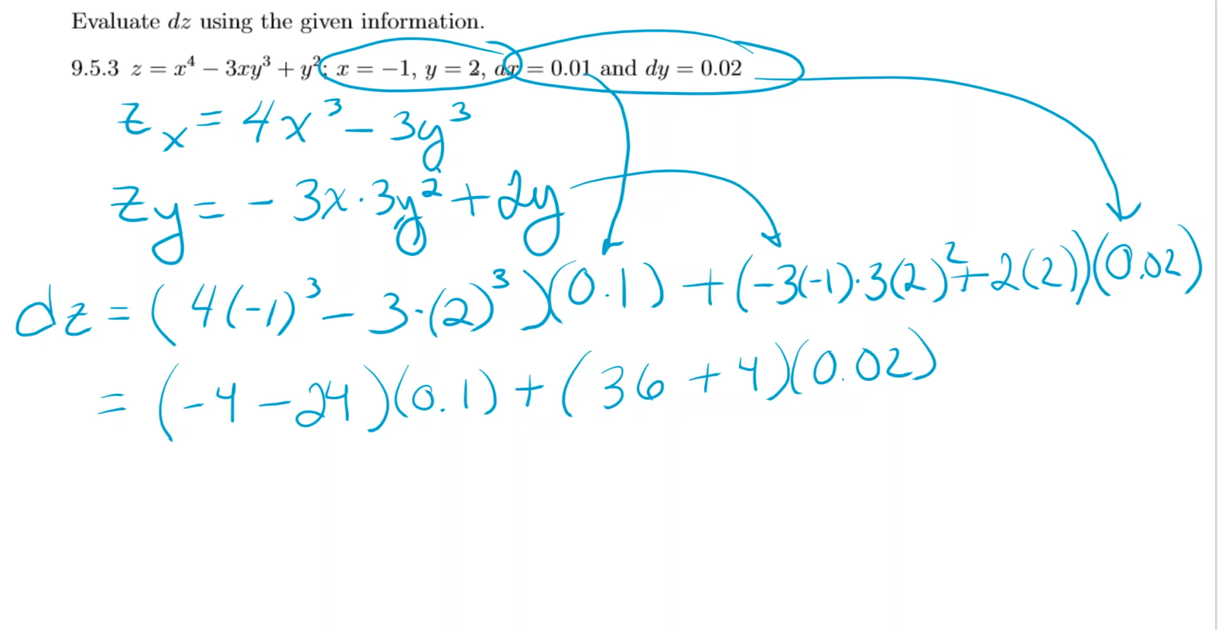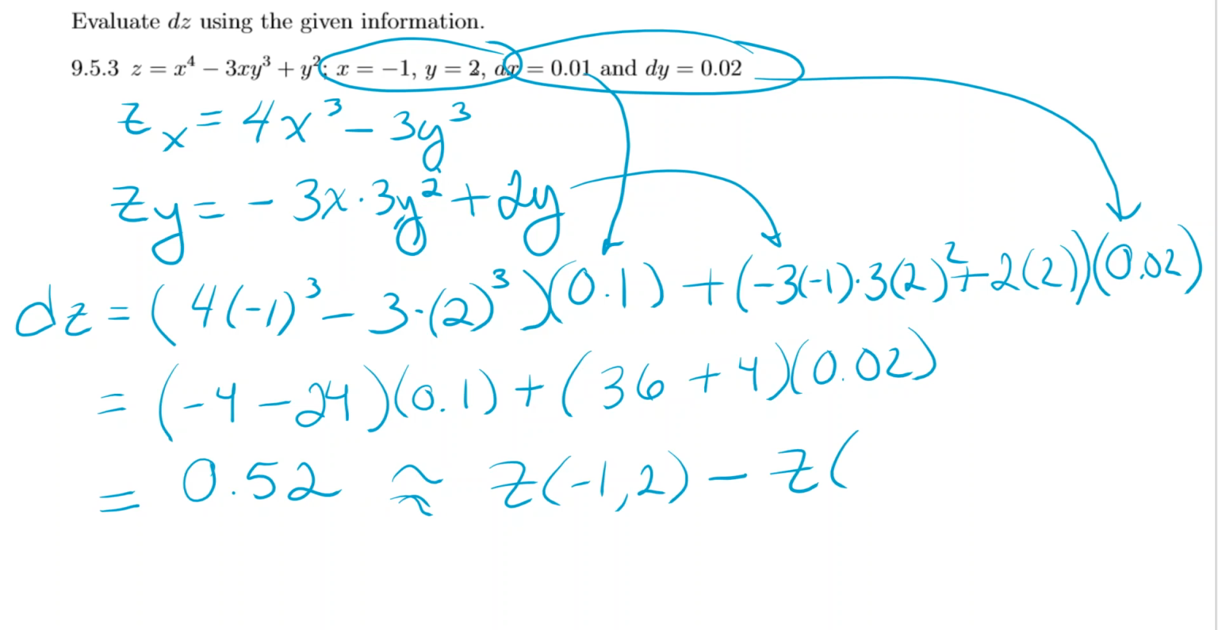Anyway, so I'll add these, multiply by 0.01, add these, multiply by 0.01, and here you go. This is what I got. So hopefully you got the same thing when you calculate this. Woohoo! So what does this approximate? It is the approximate difference between z of negative 1, 2 and z, and so I'm just going to take 0.01 and add it to negative 1, which gives you negative 0.9, and then 0.02 and then add it to 2, so 2.02.